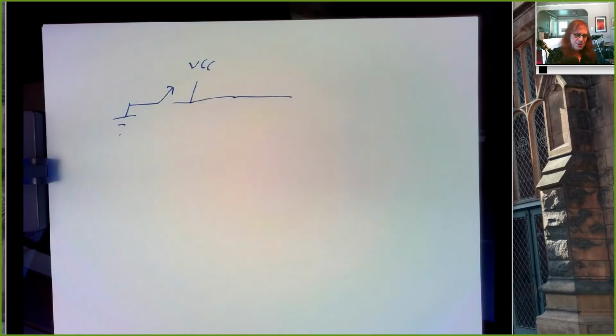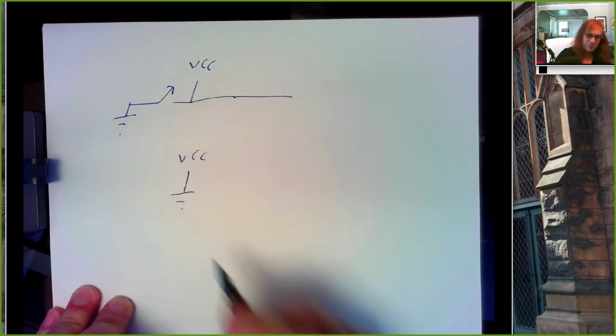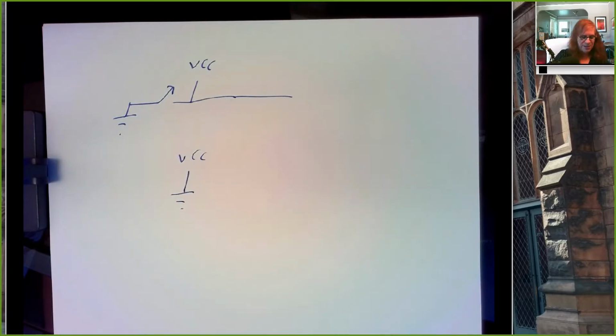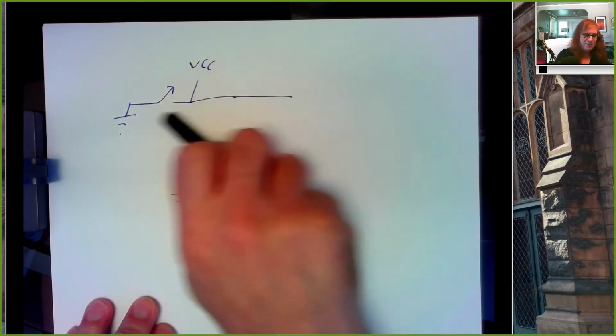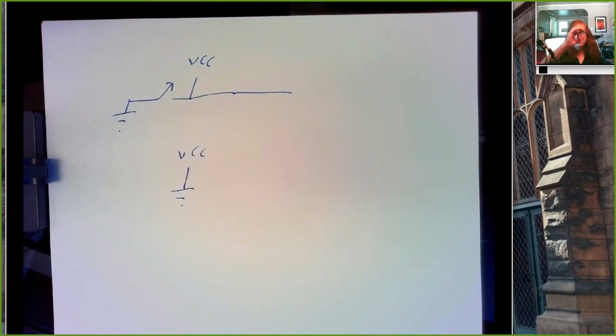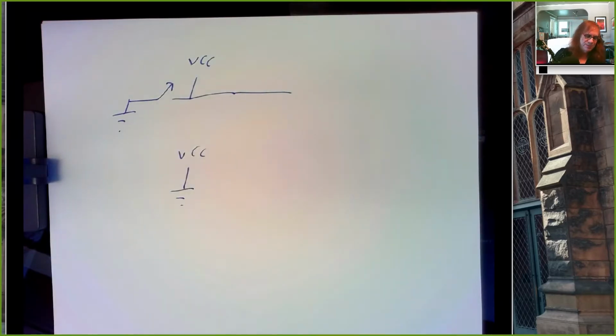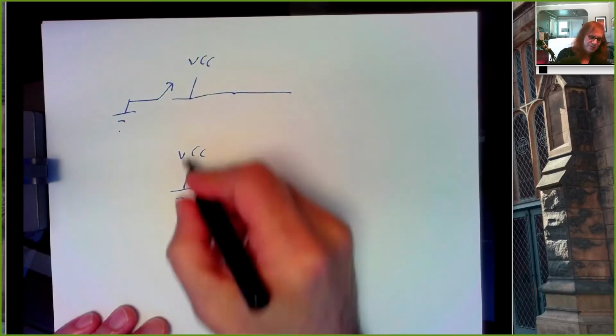If I close it, what am I doing? I'm creating a short. I have a direct wire from 5 volts to ground. If you do that with a power supply, a little red light comes on and it clicks and it says overcurrent. But if it didn't have that protection, something would start to smoke eventually. This is shorting power and ground together. So that's never going to work for us.